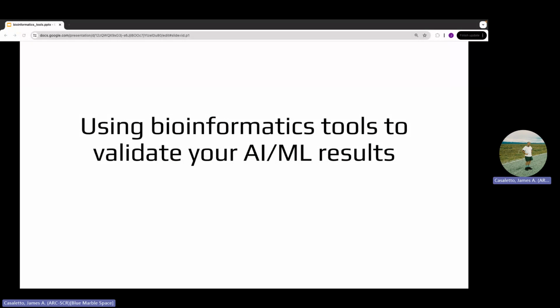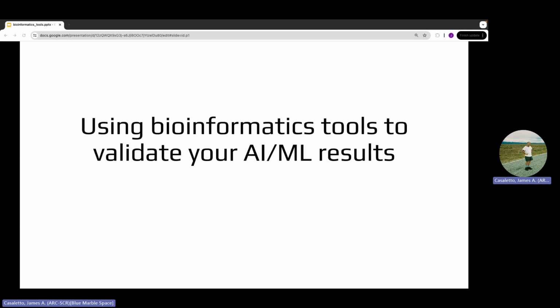Welcome to the lesson Using Bioinformatic Tools to Validate Your AI ML Results. To set the stage, imagine you've just run a machine learning pipeline which has identified some genes most predictive of a phenotype. Now you want to determine what is the biological function of the genes you found. If the genes are involved in physiological processes which are known to be associated with your phenotype, then that serves to help validate your results.